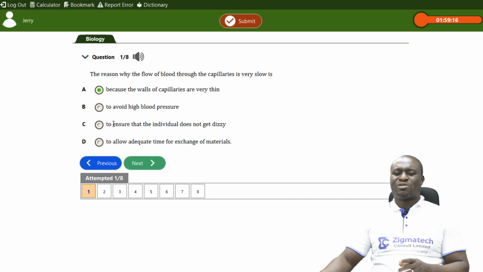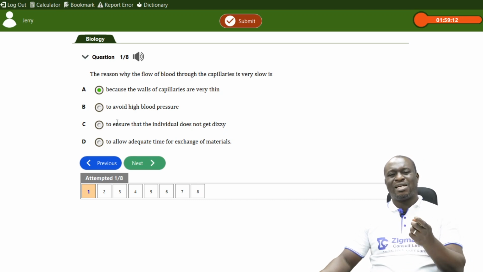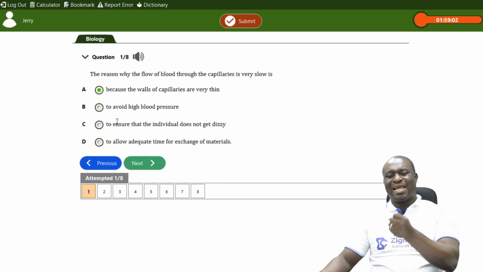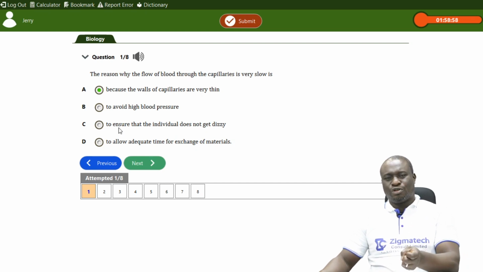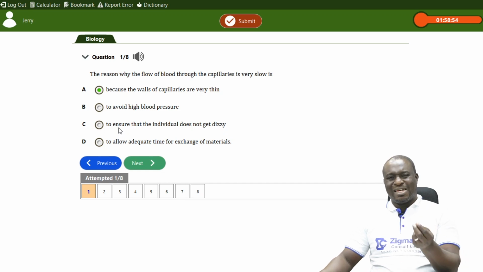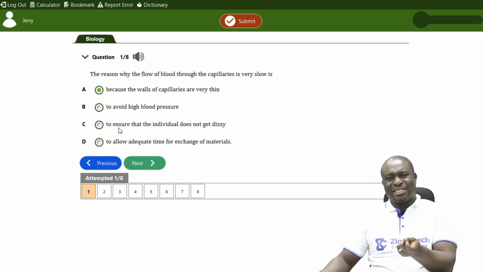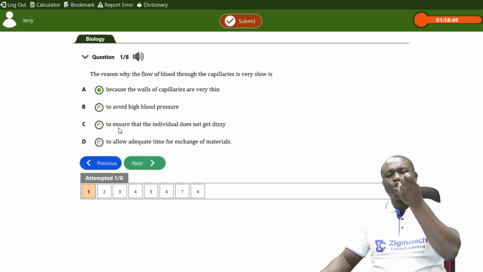Remember when we talked about the arteries, we said they are thick. And because they are thick, they have what? Because of the high blood pressure, they have thick walls. They have elastic walls. Their walls are thick and elastic so as to withstand the high pressure. But in terms of the veins, the walls are thin and non-elastic. The reason is that pressure is low.